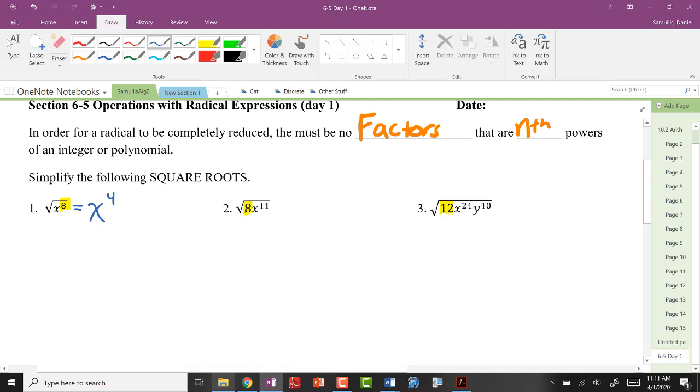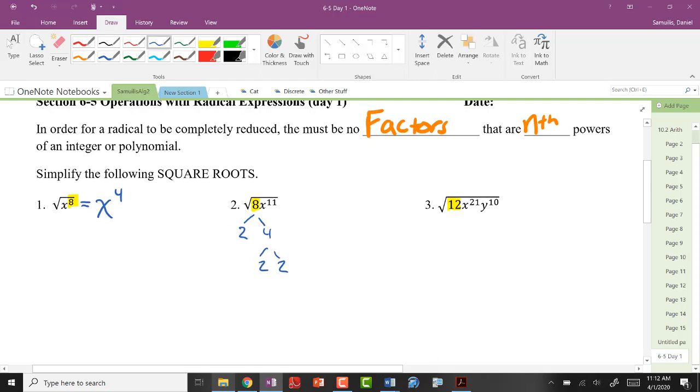Well, in the second example, 8 is not a perfect square, and 11 is not evenly divisible by 2. So again, we can break down that 8 into 2 times 4 and 2 times 2. In exponent form, that would be 2 to the third. Now I'm going to want to use exponents that are divisible by 2, so 2 to the third is the same as 2 squared times 2. That gives me a value that is divisible by 2.